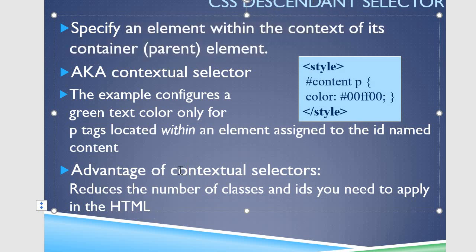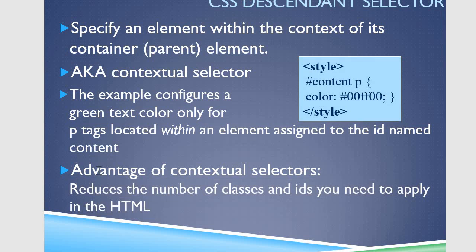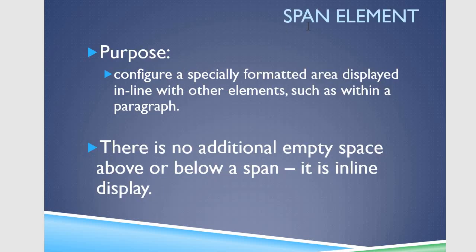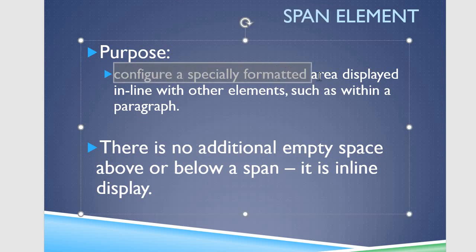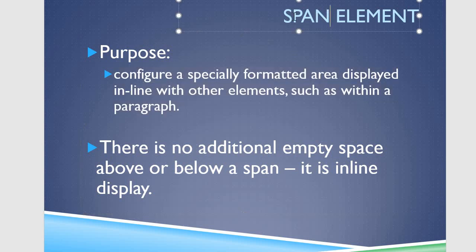So what is the advantage of this contextual selector or descendant selector? It reduces the number of classes and IDs you need to apply in the HTML. So you have to study the different types of selectors, the ID selector, class selector, descendant selector, with the example. Then span, you can see, configures a specially formatted area displayed in line with other elements, such as within a paragraph. What is that? Span.